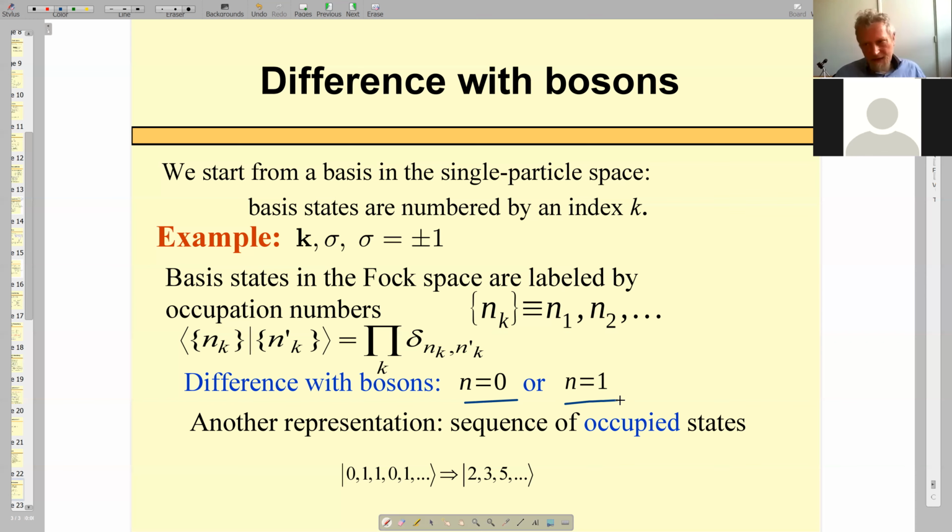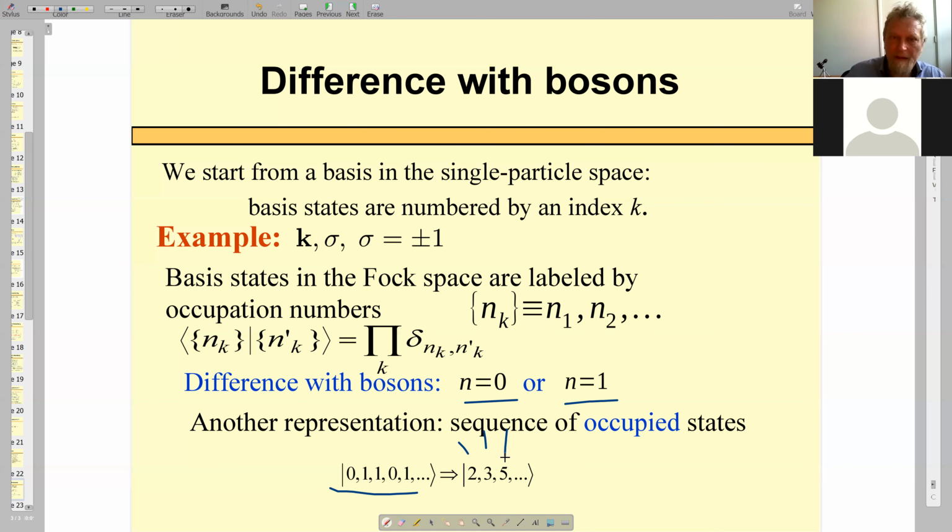To talk about anti-commutation, it's a bit of a counterintuitive subject. Let me use another representation of the same row. So instead of writing 0, 1, 1, 0, whatever, I will just concentrate on the sequence of occupied states. So here level 2, level 3, level 5, they are occupied.